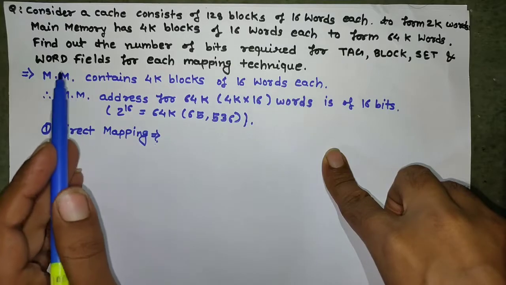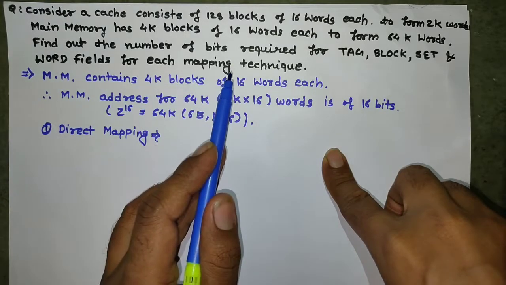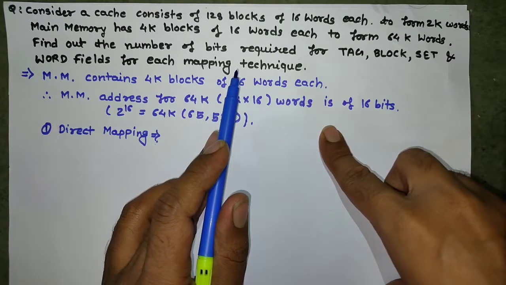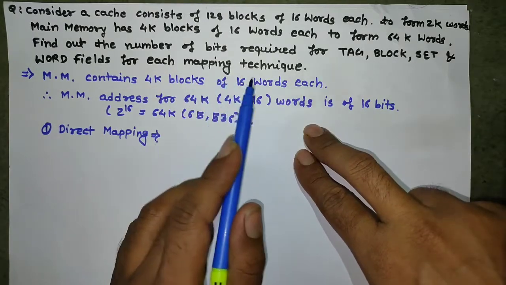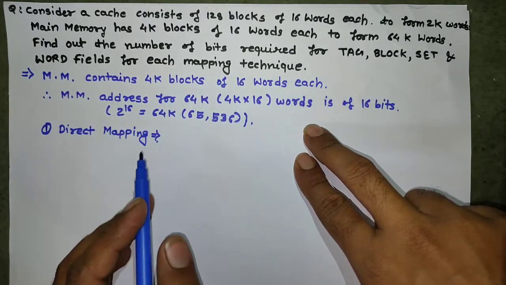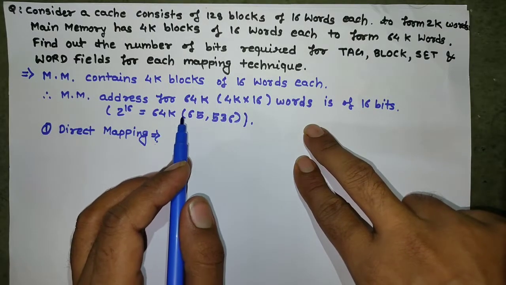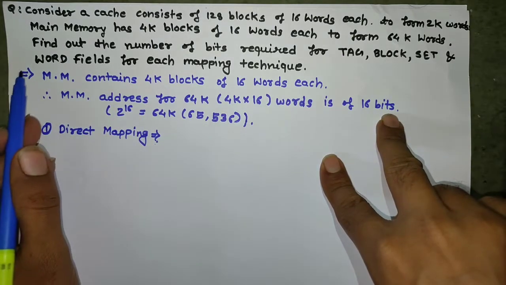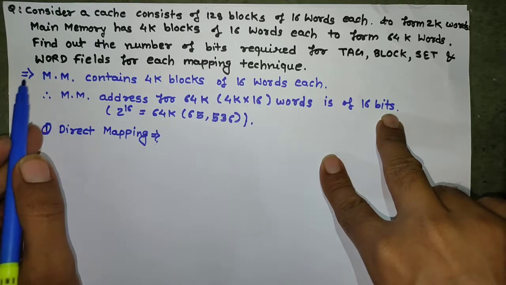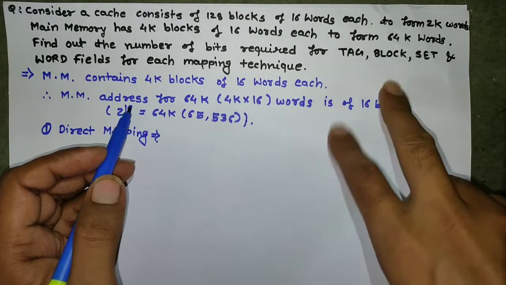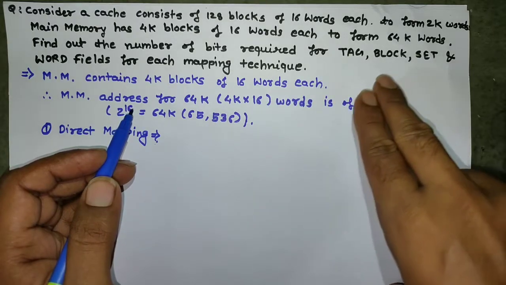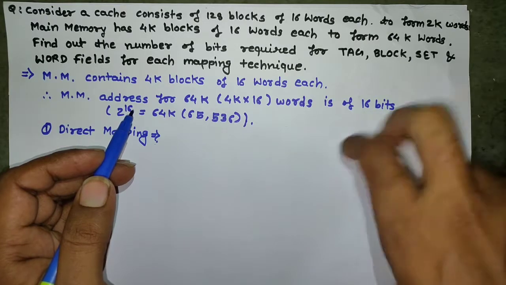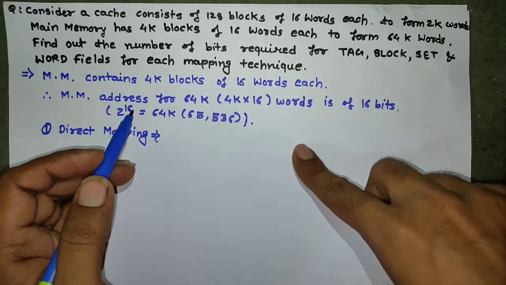What is our problem? Find out the number of bits required for the tag, block, set and word fields in each mapping technique. Three mapping techniques we have discussed, so we will find the tag, block, set and word fields for all three. First of all, we will find the main memory address. As we have discussed earlier, this main memory address will be divided into these 3 or 4 fields in each mapping technique. So first we must know the number of bits in the main memory address.